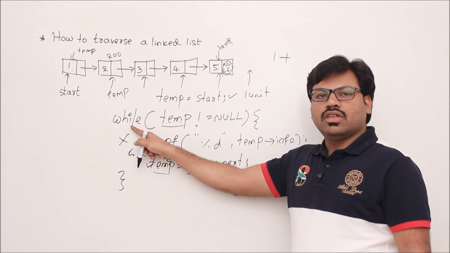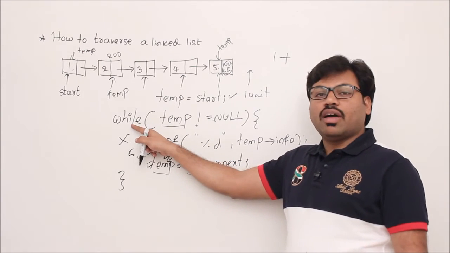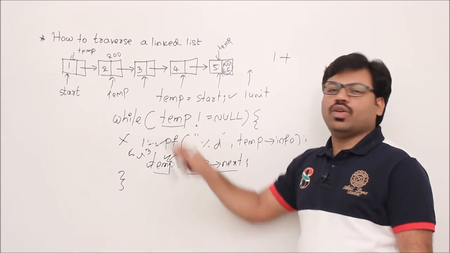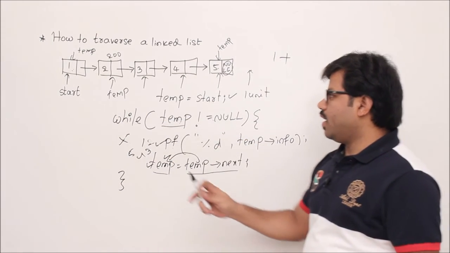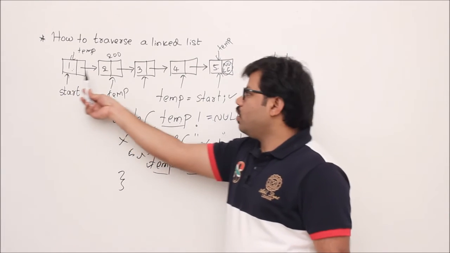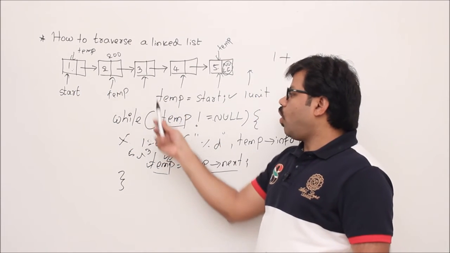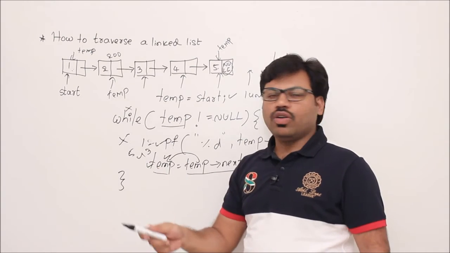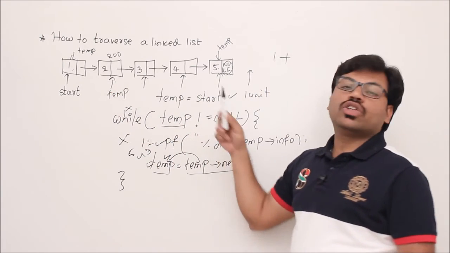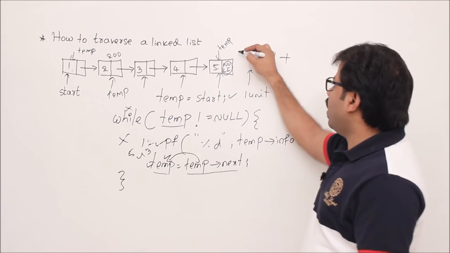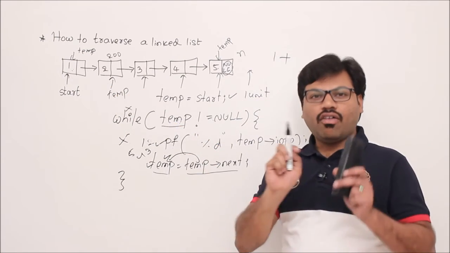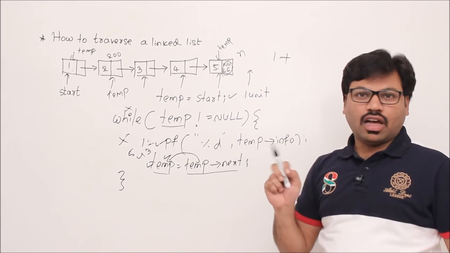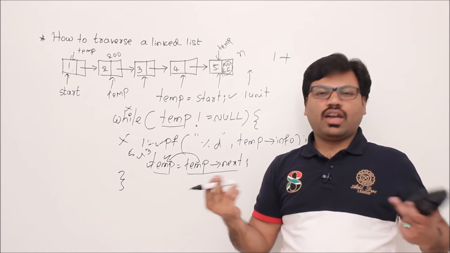How many times? Exactly equal to the number of iterations we spend in this while loop, correct? The number of iterations of the while loop depends on this core idea. Initially you are here, then you go here, then here. So how many times will the while run? Exactly equal to the number of nodes we have. For example, if you have n nodes, then every time temp goes forward, after n times temp will reach null, almost. One more or less doesn't matter.